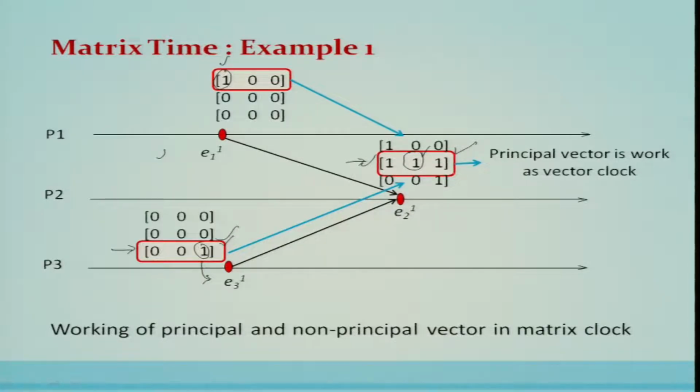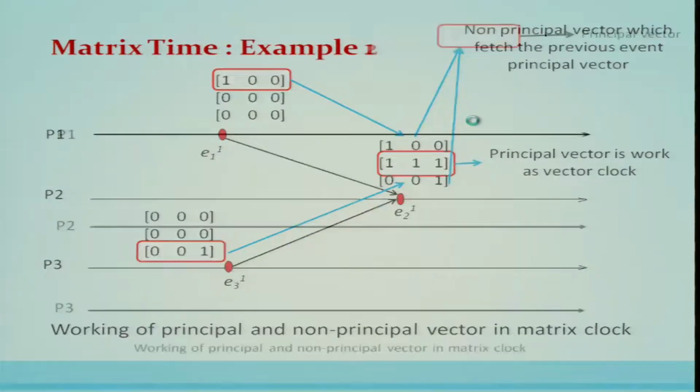So this will be the vector clock updation which we have seen. The remaining part, this portion will be copied here, and the last portion also will be copied here. So P2 will have the view of P3's time. Similarly, P2 will have the view of P1's time, and this particular updation is done according to the matrix clock rule which we have seen.